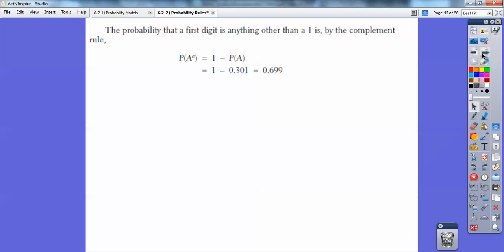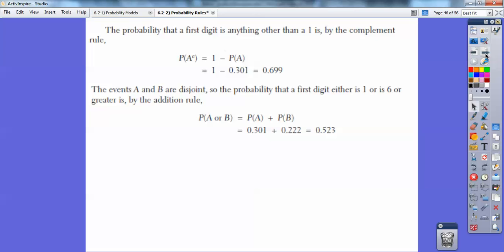The probability that the first digit is anything other than a 1, you can use your complement rule, because you know the probability of it being 1 is 0.301, so anything other than 1 would be the complement, so you do 1 minus that. Complement's a good trick, you guys. It's just a shortcut to figure that out.